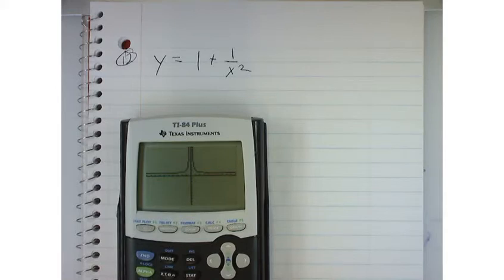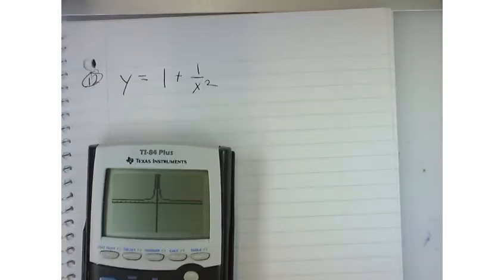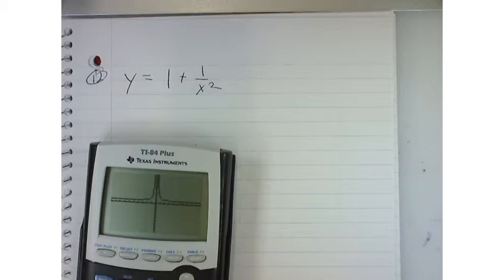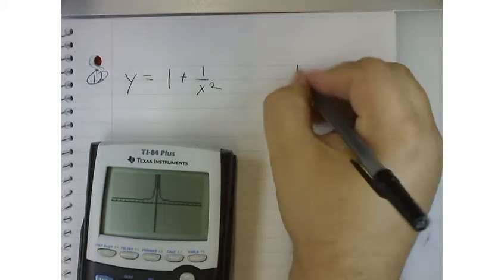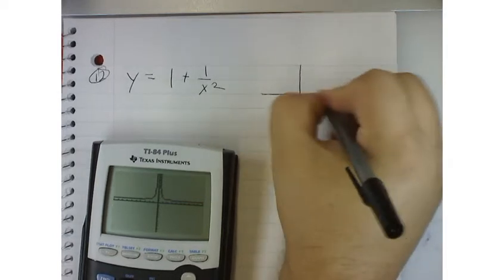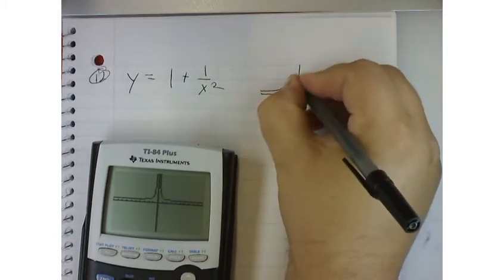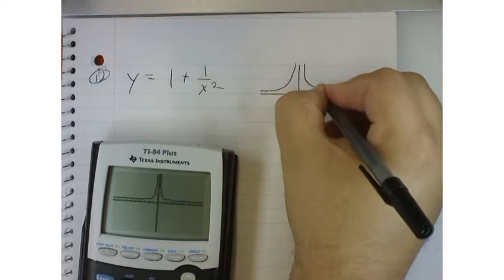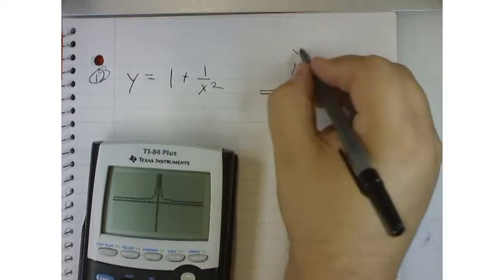Okay, so now we're asked to state what the domain is, all right? And the range. So first let's sketch the graph. It says sketch the graph, and it looks like it comes up like this and goes like that. And this is the x and this is the y.